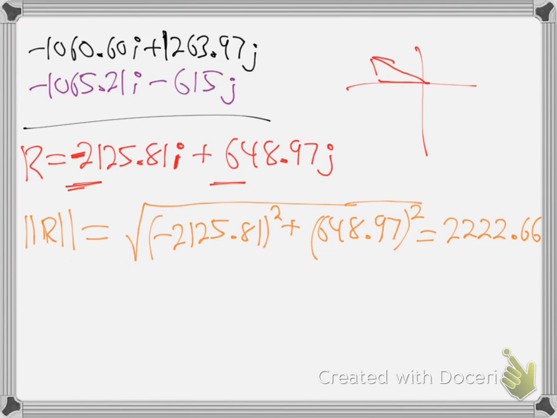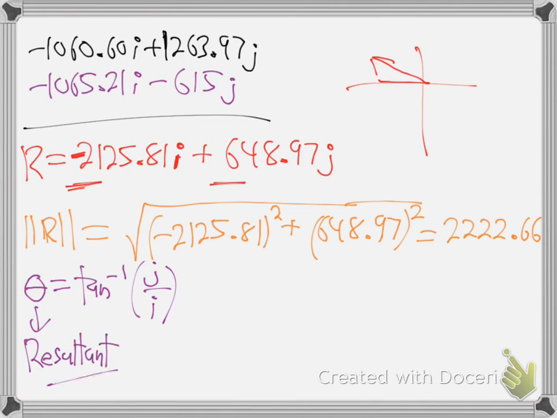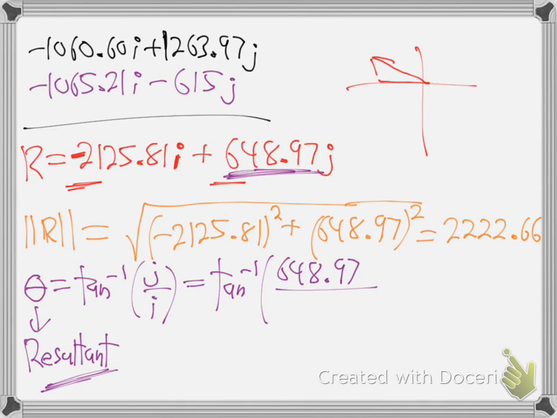Well, the first part's normal. At first, it's just normal. How do we find the angle? The resultant angle, inverse tangent. Just go inverse tangent of J over I. You with me? This is the angle for the resultant. When all is said and done, what direction is it going to go? It's inverse tangent of J over I. So what's the J? 648.97 over the I. Oh, yeah. You know what? I forgot what I told you.